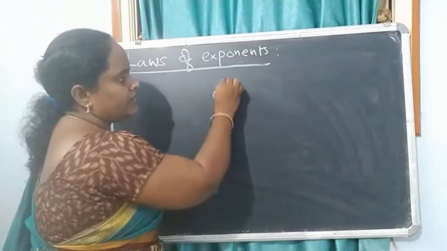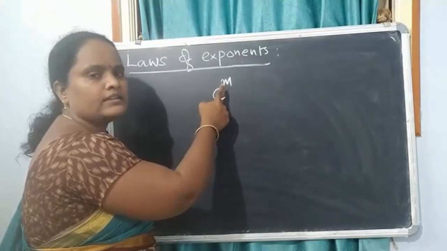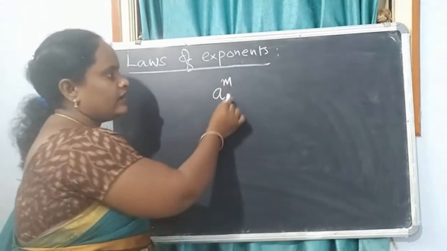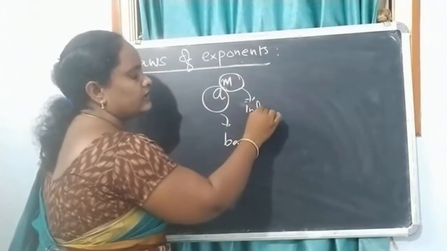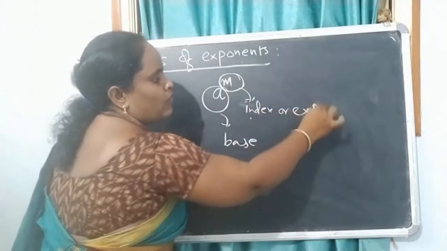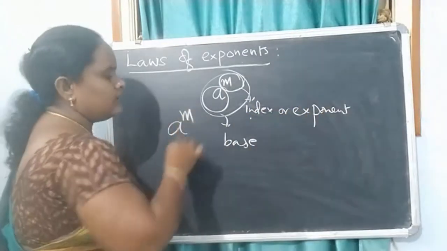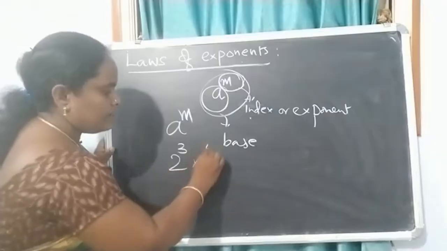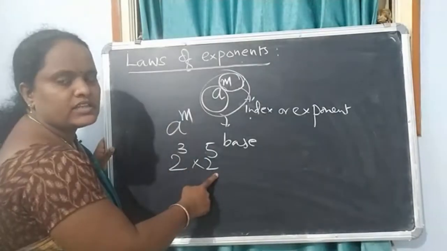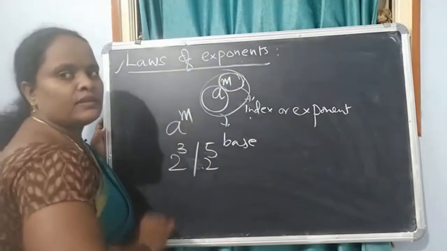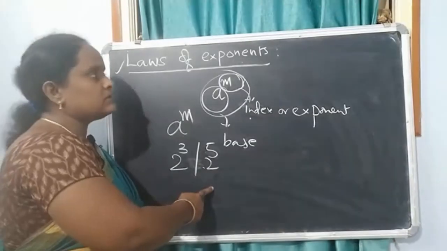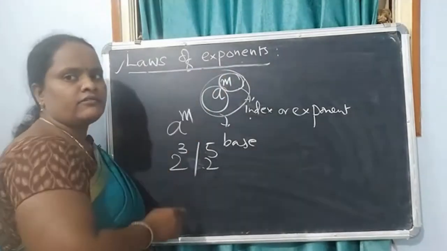Let us move on to the next topic, laws of exponents, which we have studied in class 8th. If we take a to the power of m, or simply a power m, here a is called base, whereas m is called index or exponent. This form is called exponential form. What happens if we multiply two exponential forms? If we divide, that we can understand from the laws of exponents. To do such problems, we need laws of exponents.